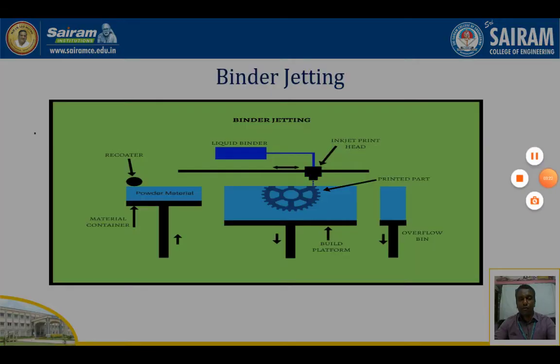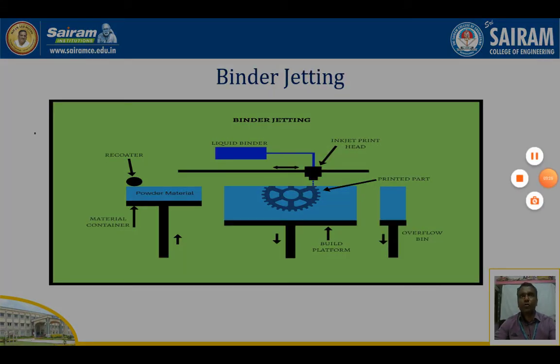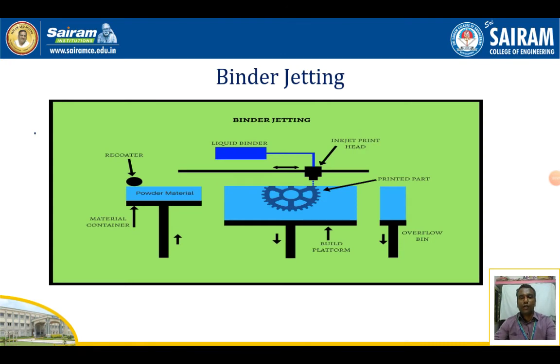Now we will discuss the advantages of binder jetting. Parts can be made with a range of different colors at a time. Some two to three colors can be placed on the components, and the process is generally faster than other processes. So these are the advantages of the binder jetting process.